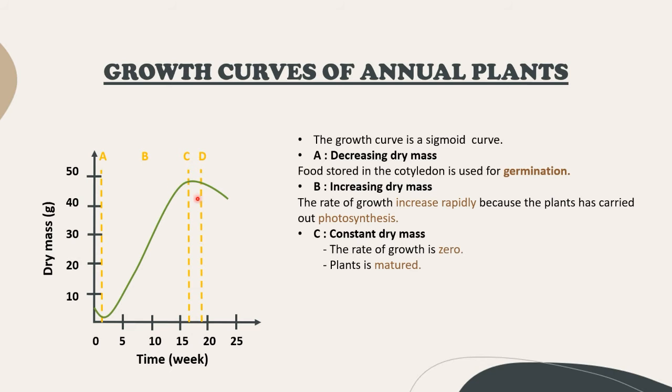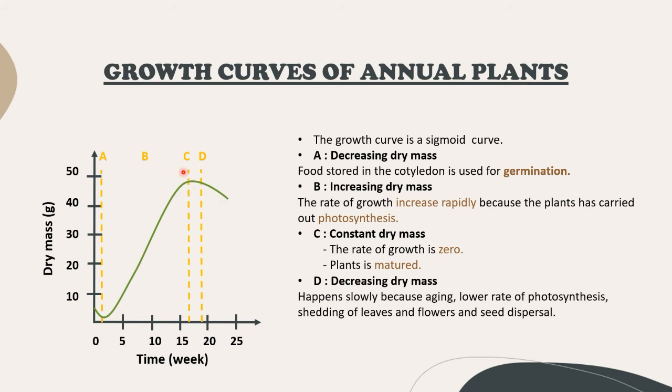For C, constant dry mass. The rate of growth is 0, so the plant is mature. And then D, decrease in dry mass. Happens slowly because of aging, lower rate of photosynthesis, shedding of leaves and flowers, and seed dispersal.